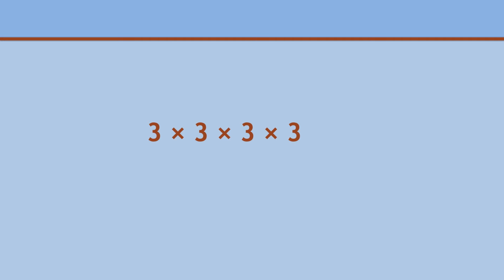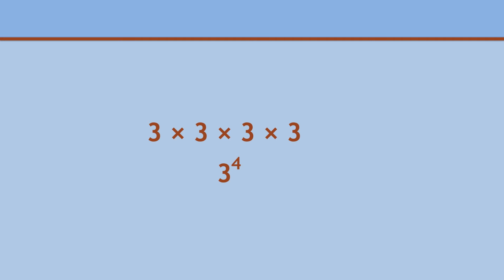Okay, so why don't you take a minute and go ahead and simplify this multiplication equation and write 3 times 3 times 3 times 3 in exponent form. Okay, great job. So hopefully you simplified 3 times 3 times 3 times 3 to 3 to the 4th power.